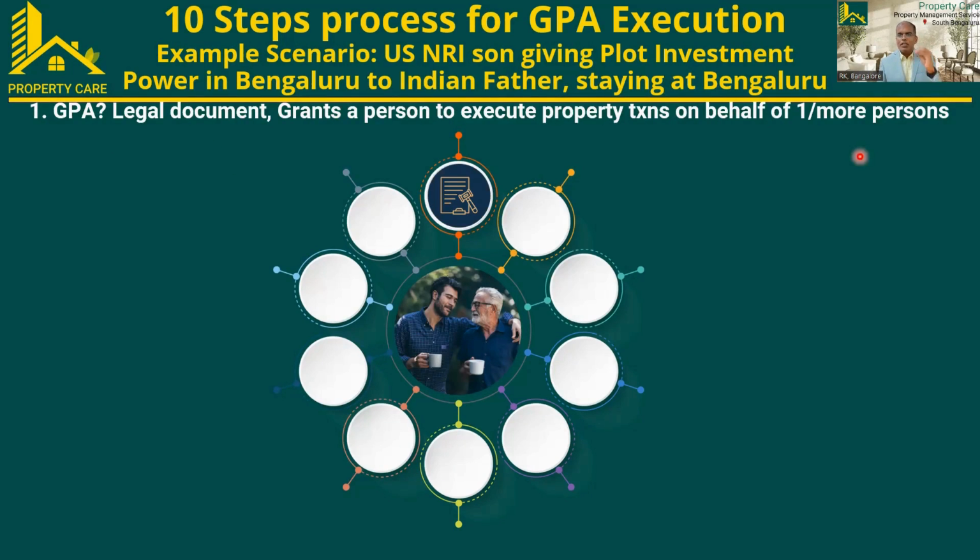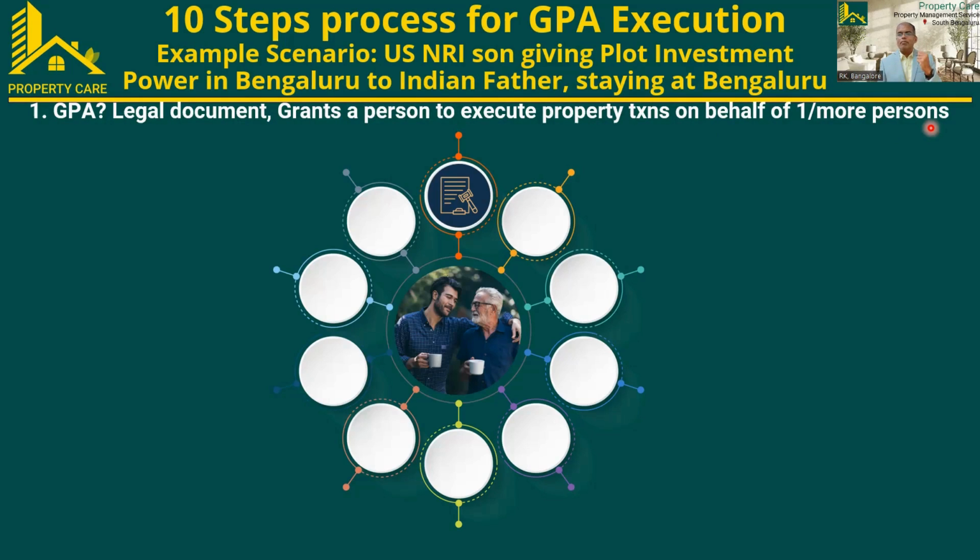So the first one is, what is GPA? A GPA is a legal document registered in the sub-registrar office that grants power from one person to another person, the grantor and the grantee. So there are two people involved, and this gives permission to buy a property, sell a property, rent a property, or manage a property on behalf of one or more persons.